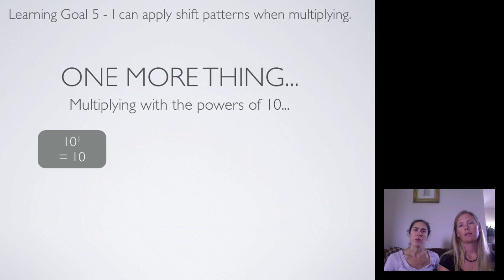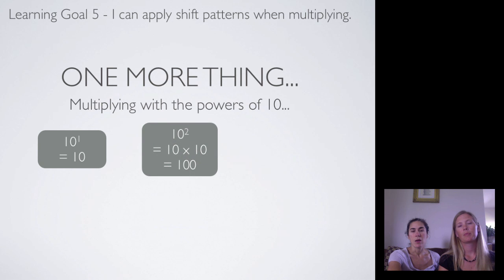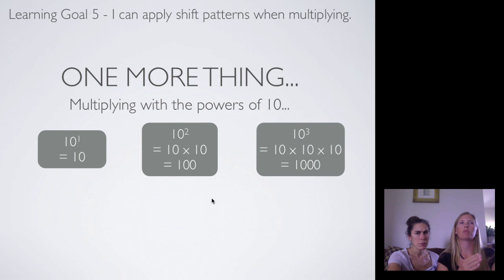Now one more thing that we want to think about is this whole idea of multiplying with the powers of 10, or these exponents. So you'll see here that we have 10 to the first power, and that just equals 10. But then if you expand on top of that, we have 10 squared, or 10 to the power of 2. And that's like saying 10 times 10, which equals 100. The exponent just tells you how many times you multiply a number by itself. It's not 10 times 2, it's 10 times itself twice. And then in this case, it's multiplying by 10 3 times, since we have this exponent of 3. So that would equal 1,000.